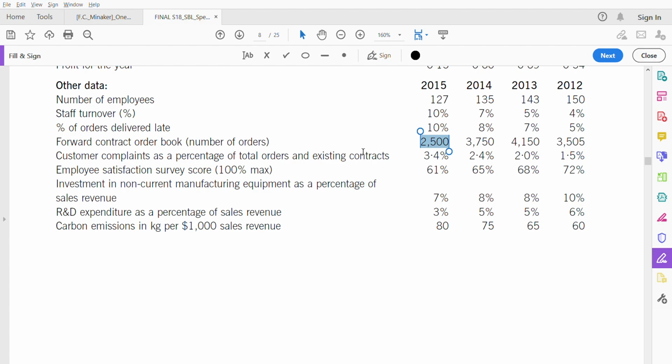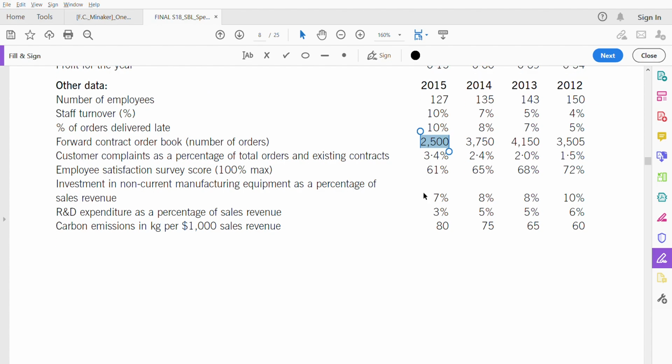Bad. Employee satisfaction survey score reduced from 72 to 61%. Again, it's a bad thing. Investment in non-current manufacturing equipment as a percentage of sales revenue reduced from 10 to 7%. R&D expenditure reduced from 6 to 3%, and carbon emission increased from 60 to 80%. So overall, if you have to summarize this, it's not a good thing from the other data. There are so many things which are not good.